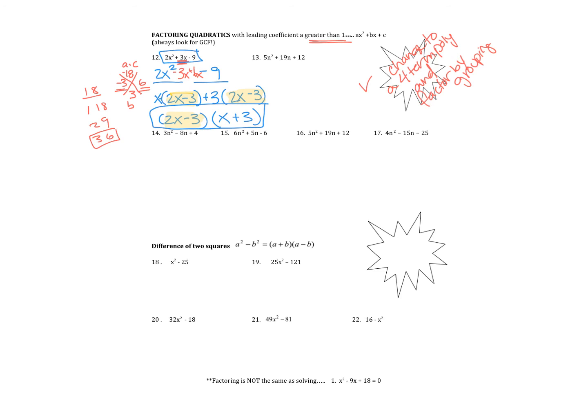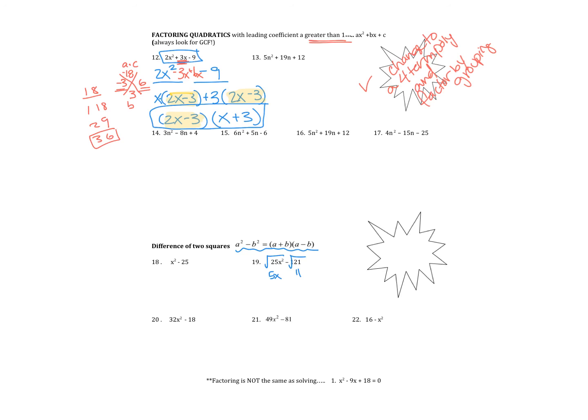So what about difference of 2 squares? There's a formula for difference of 2 squares. You find the square roots and you add them and you subtract them, and you're all done. So let's go ahead and do number 19 together. I think of the square root of the first term, that would be 5x, and I think of the square root of the second term, and that would be 11. I completely ignore the minus sign.